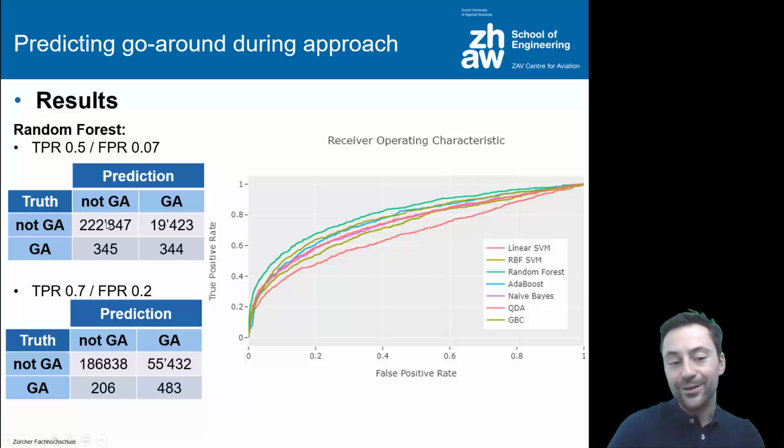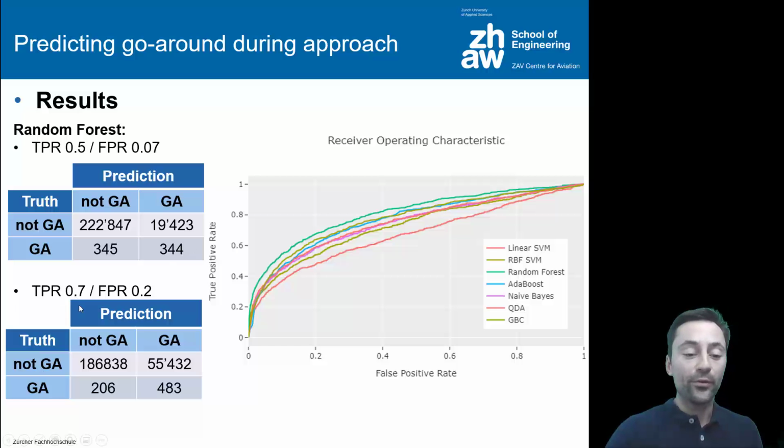But you can see that still over 250,000 landings, almost 20,000 of them were wrongly classified as go-around. So that's an issue that you have to consider. You can classify half of the go-arounds, but then you have to pay the price of having 20,000 real landings which are also classified as go-arounds.